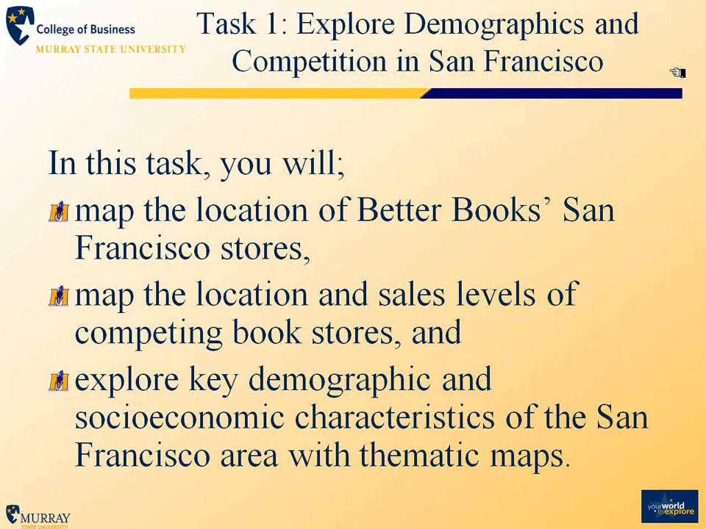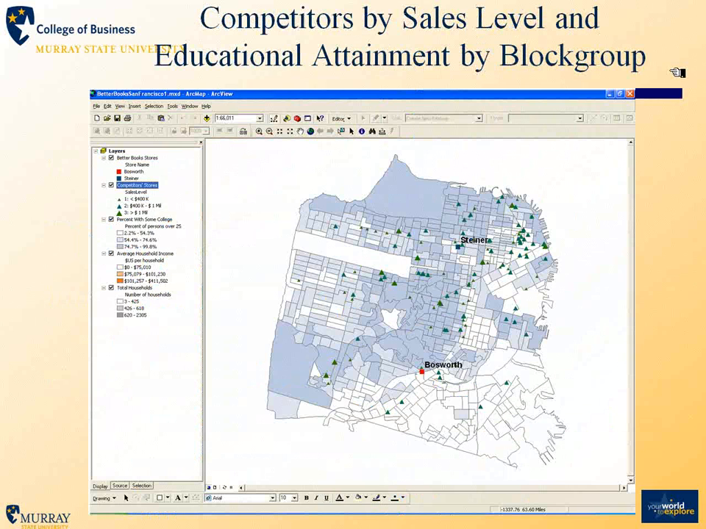You'll begin in task 1 by looking at the demographic and competitive features of the San Francisco market area. So you'll map where the 2 existing stores are, you'll look at the level of sales in those stores, and also you will look at them relative to distributions of important demographic and socioeconomic characteristics in the market area.